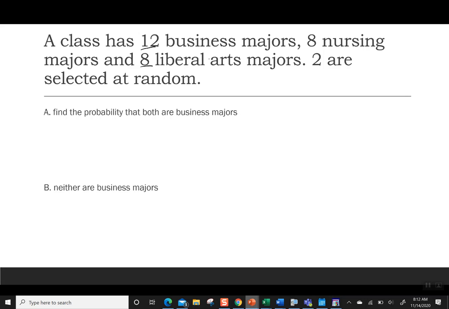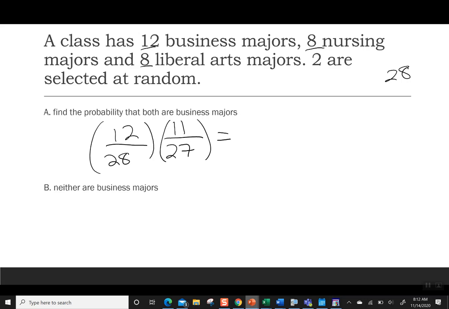Let's start with 12, 8, and 8 is a total of 28 students. So to start, I had 28 students, 12 were business majors. Then the next time, there are 11 business majors left out of 27 students left. So I'm going to do 12 times 11, which is 132. And I have 28 times 27, which is 756. And then I'm going to have my calculator reduce that for me. This becomes 11 over 63. Okay.